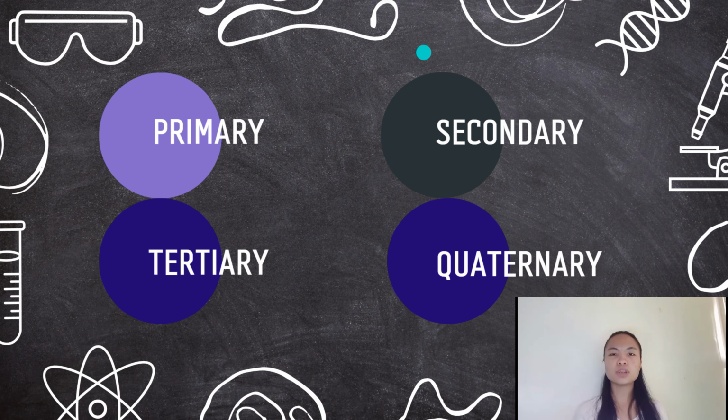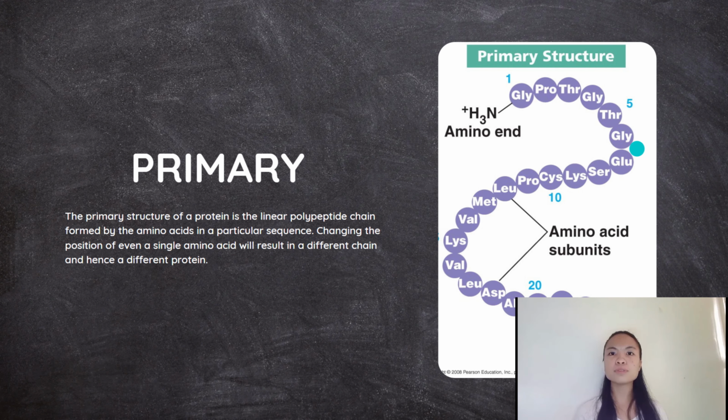Types of protein structure. Primary. The primary structure of a protein is the linear polypeptide chain formed by the amino acids in a particular sequence. Changing the position of even a single amino acid will result in a different chain and hence a different protein. Primary structure is a unique sequence of amino acids in a polypeptide chain.